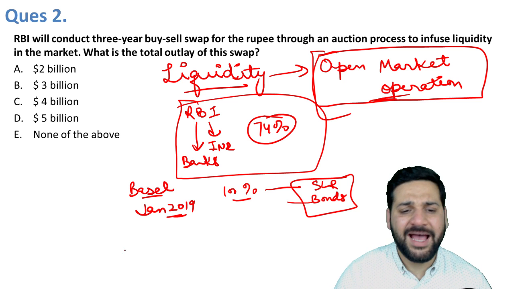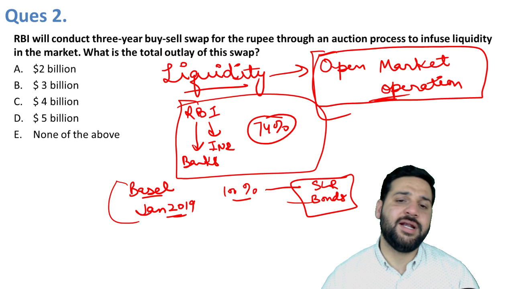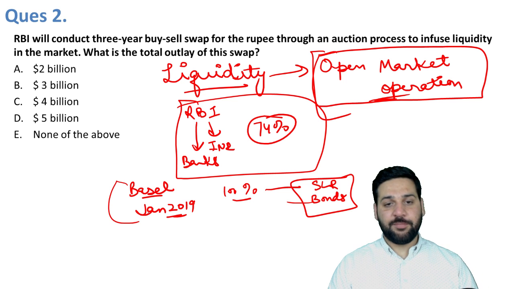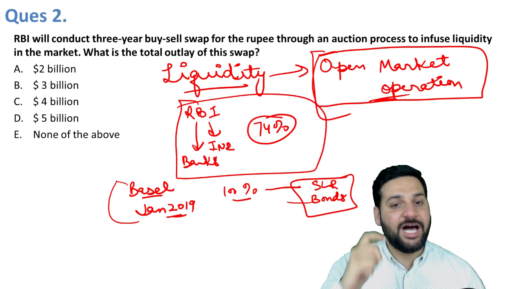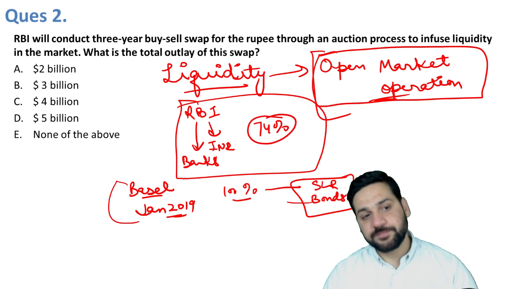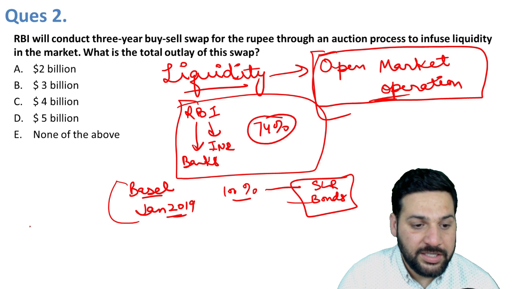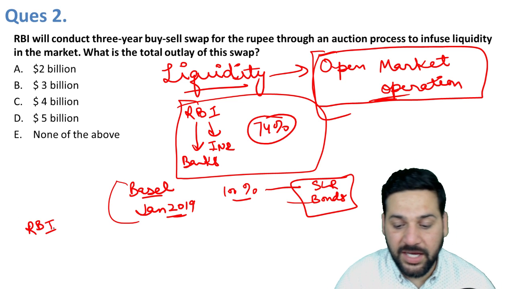I mean, they don't even have the bonds. They're not in a position already. RBI has 74% of the bonds. So there is no option with the RBI. They cannot do the open market operation. That is why RBI came up with these currency swaps. Now what is RBI doing?